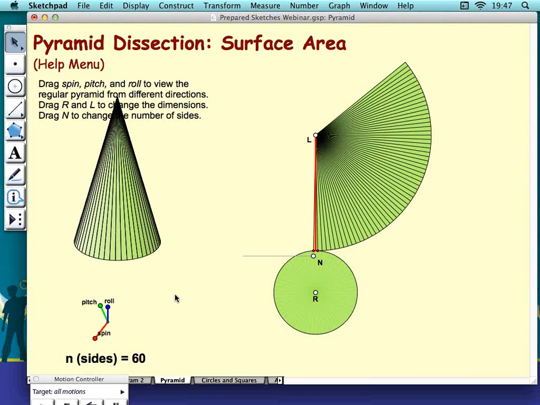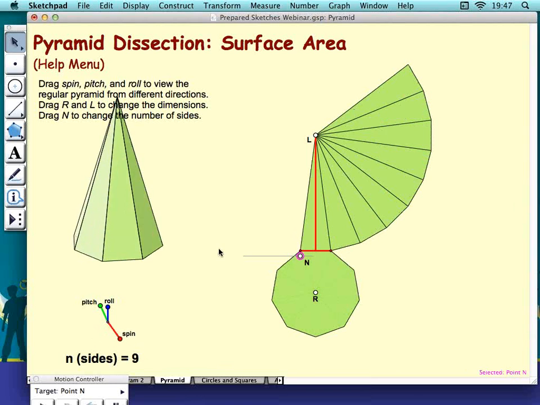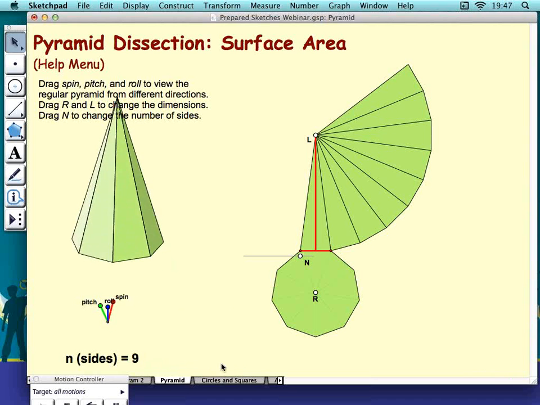So this is a nice surface area activity with a nice visualization that the kids will enjoy and be able to take advantage of in figuring out how you get the surface area of these particular shapes.